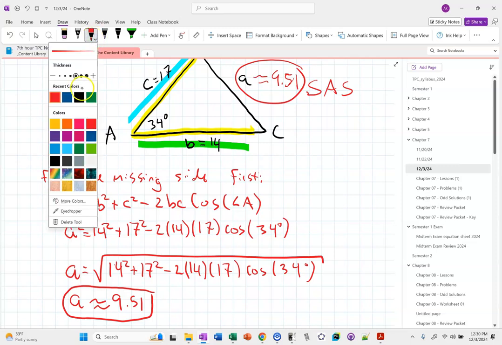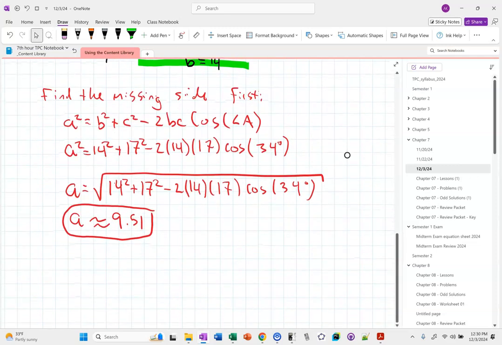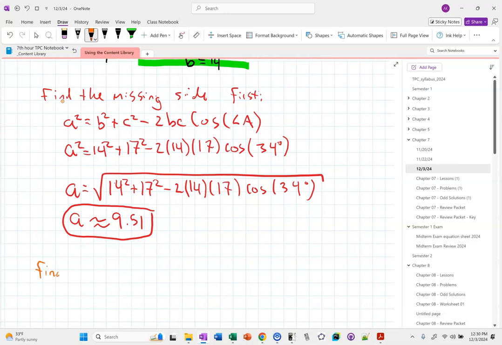Now, important distinction here. Up until this point, the order that we solved our triangle didn't really matter. Does now. For the law of cosines problems, the order in which you find the angles matters. For a side angle side, we need to now find the smaller angle.